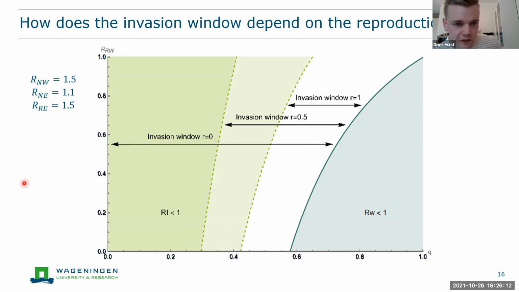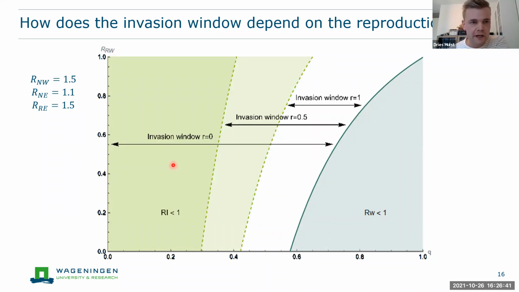First, in this figure, I will show again the effect of the reproduction ratio of the wild type in resistant hosts. So in fact, the strength or effectiveness of the resistance gene on the width of the invasion window. So now for a full range of reproduction ratios.